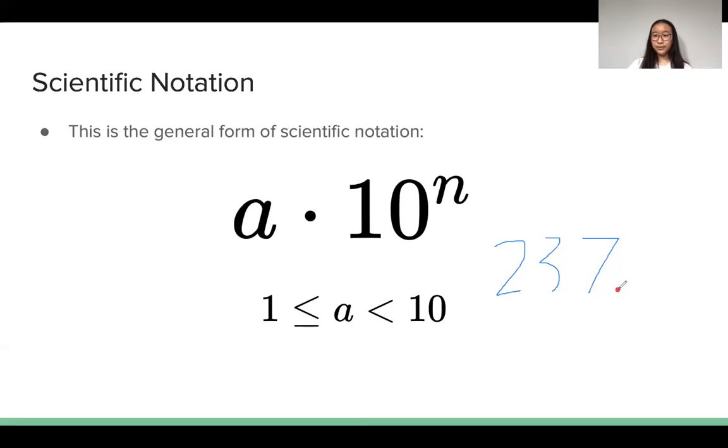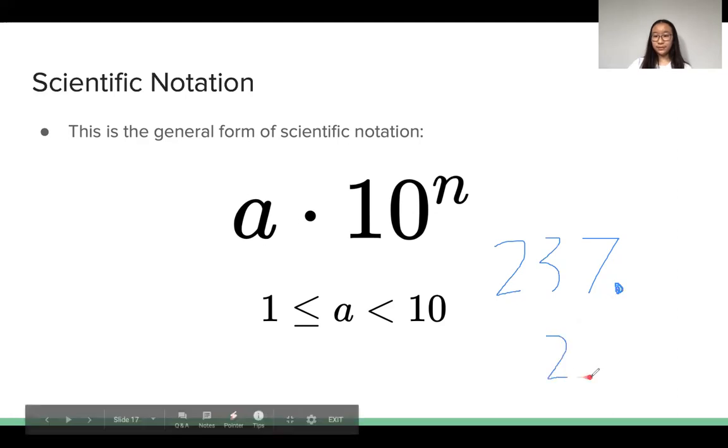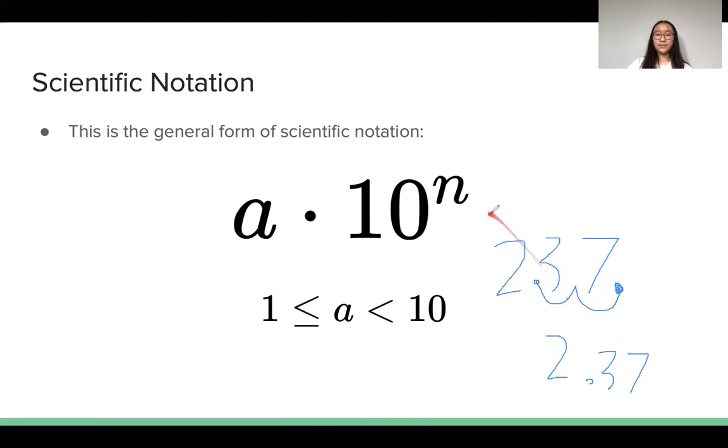Yes. All right, so the decimal point would be right here in 237, but you want to get it to 2.37. And so you have to move it once and twice. And this is what n will equal. So it would be 10 to the second power, and a is 2.37. So that would be how you write 237 in scientific notation.